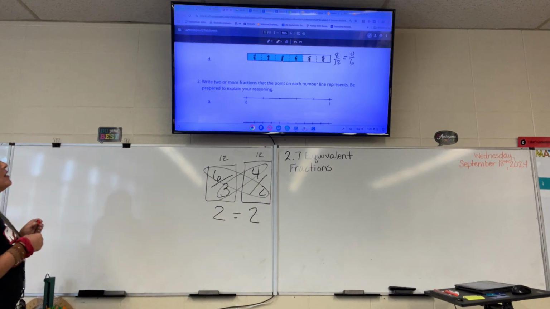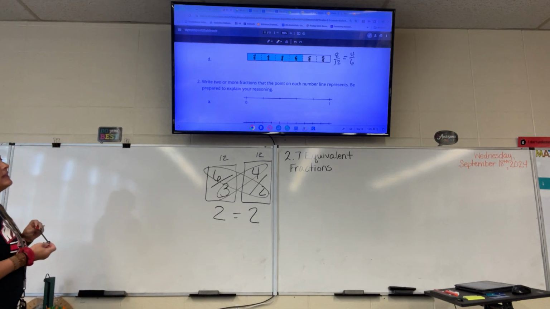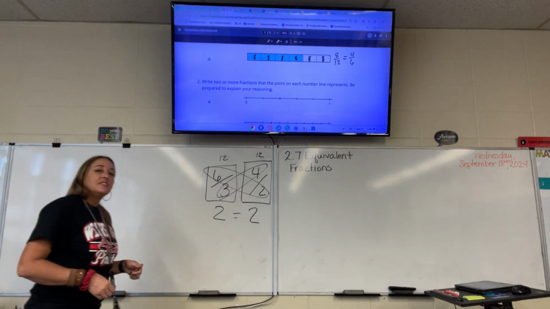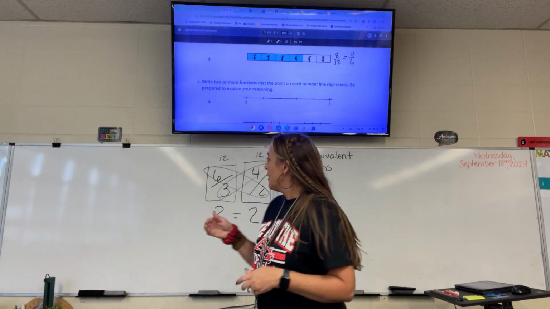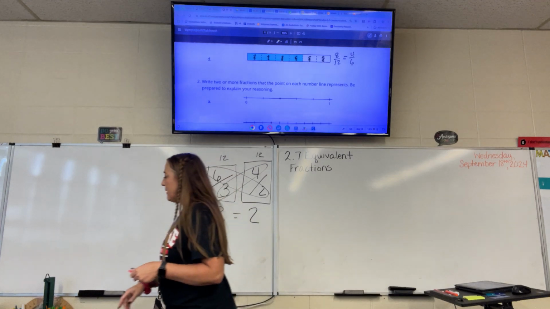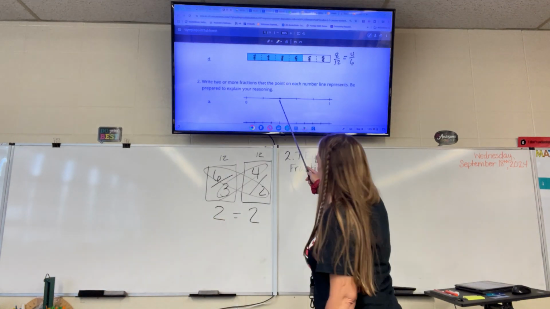Okay. Write 2 or more fractions that the point on each number line represents. Be prepared to explain your reasoning. Okay, so we have to find out what point this is, or what the fraction is for this point. That's the first thing. So Athena, what would be the name of this fraction?